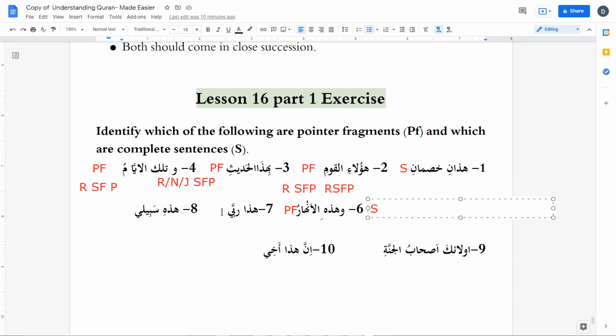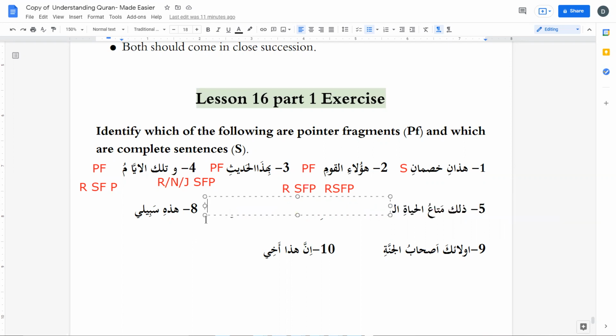Okay. Now this one, you tell me, hadha rabbi. Is it fulfilling all conditions? No. Yes, you are right. This is not fulfilling all conditions because there is no "al" on the second ism. The ism that is following the ism ishara doesn't have any "al" before it. So hadha rabbi, this is a sentence. This is my Lord. So, a sentence.